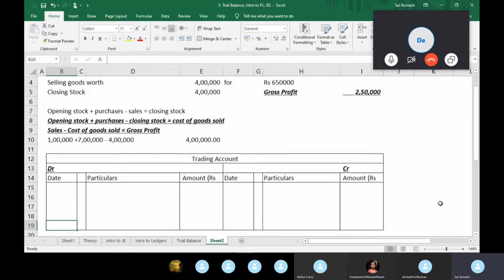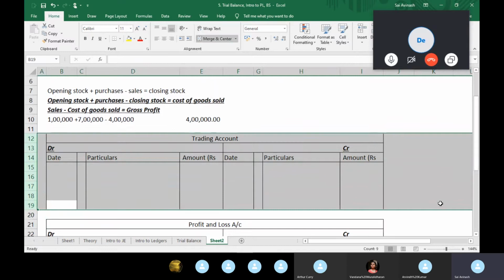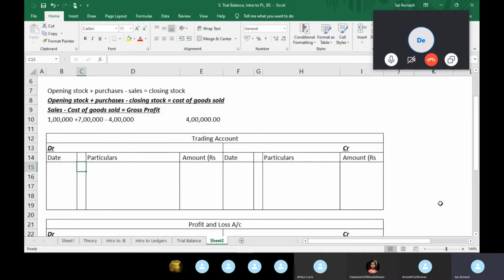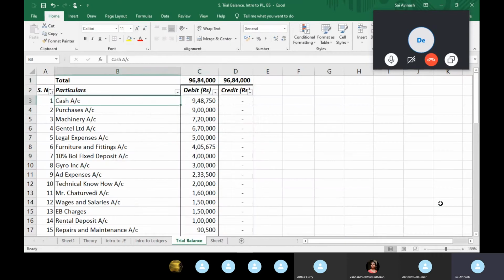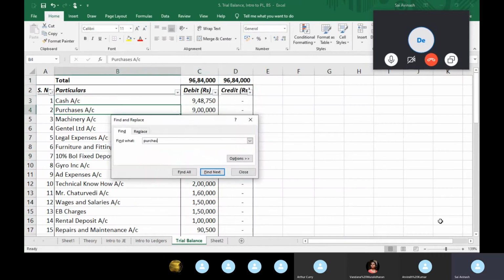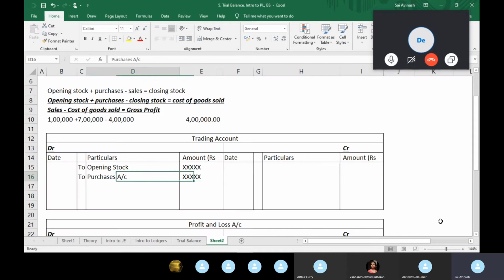So we are basically creating a trading account which will give us this answer by debiting and crediting different accounts. So what are we doing? First, we have an opening balance, which is opening stock. This is where you will debit the value of the opening stock. Next, you debit the purchases account. So remember the purchase account I have here. So purchases 9 lakhs will be debited here.